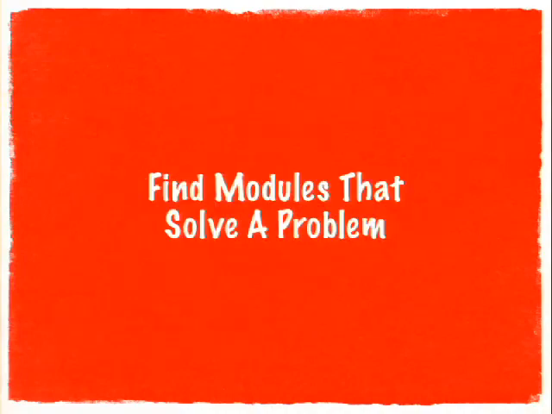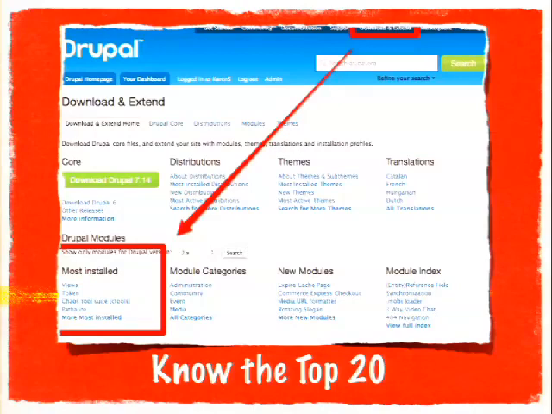So first of all, how do we go about finding modules that solve the problem? Well, one really good starting place is you go to drupal.org, and there's this Download and Extend button that shows up at the top, and if you click on that, you get this page, and you can look for distributions or themes or translations or most installed or new modules or module categories or module index. There's all different kinds of ways that you can search through things. My starting point is the most installed.